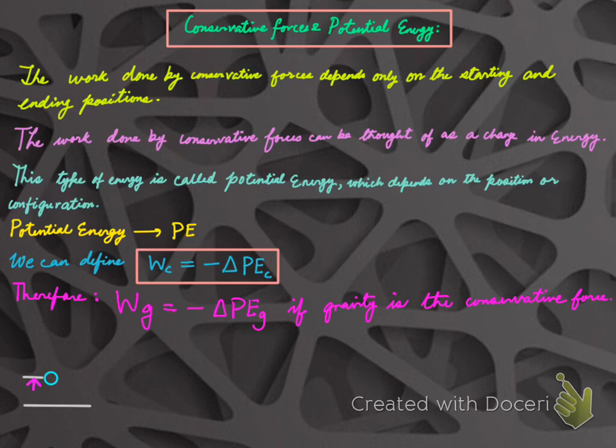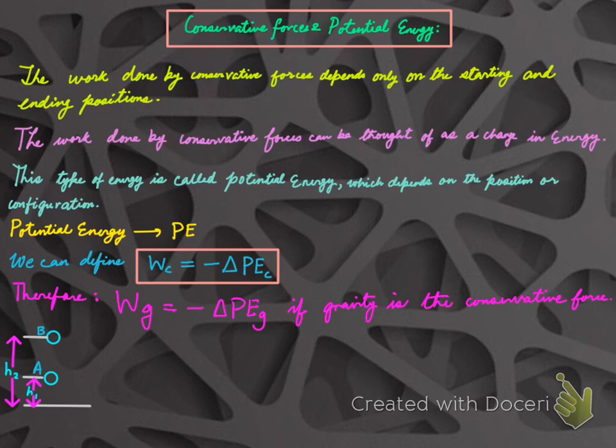Now, let's look at gravity. Let's say that we have a ball that is located at a height h1 above the ground. And then let's say that we bring it to a new position. So let's call that position A. And let's say we bring it to a new position, position B, which is at a height h2 above the ground.